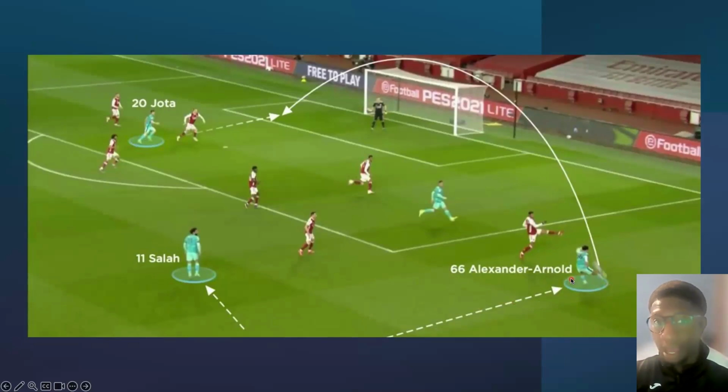Really probably taking up a space where predominantly a right winger will be. And then in this clip here, you have Salah, who is inverted as a winger, and therefore the space for Trent Alexander-Arnold to get across into the box and to aim for his teammate Jota.